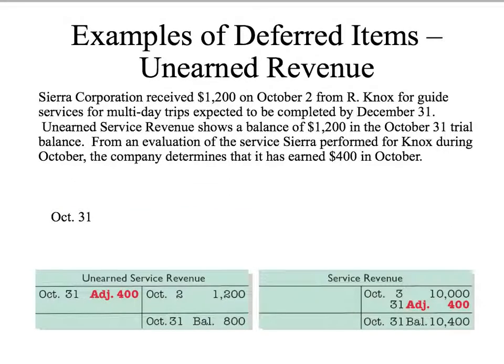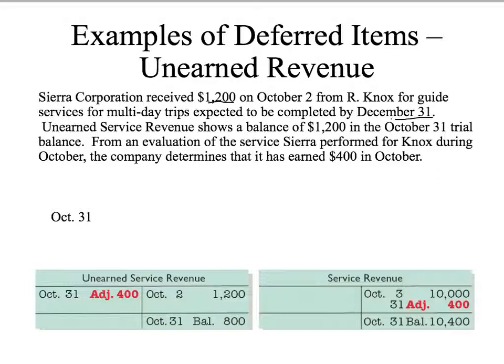Now the last of the deferred items is our friend unearned revenue. Many students get this confused because they see the word revenue and think they've earned it. It is a credit balance account, as revenue is, but this is a liability account because I have accepted the customer's money. I have a liability to provide this service.